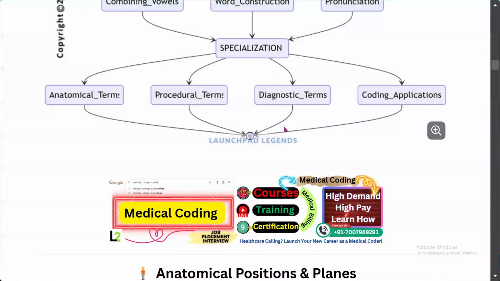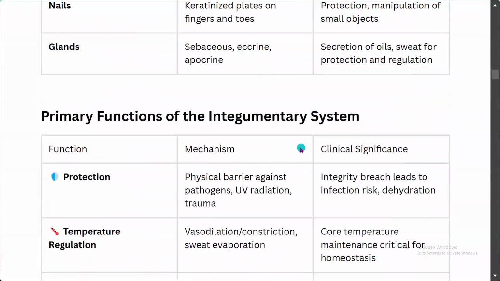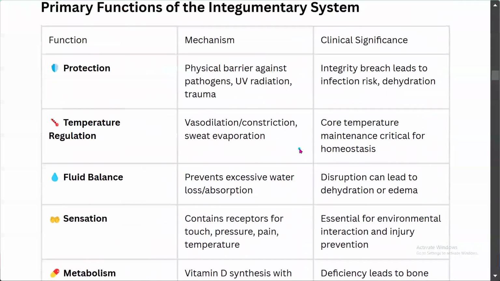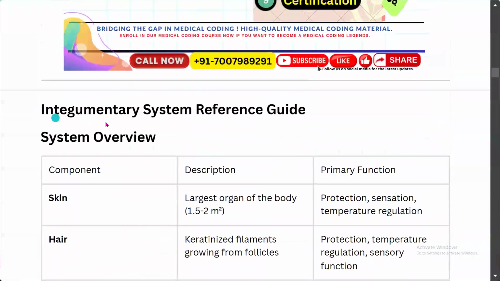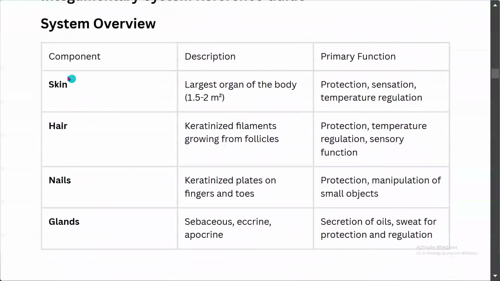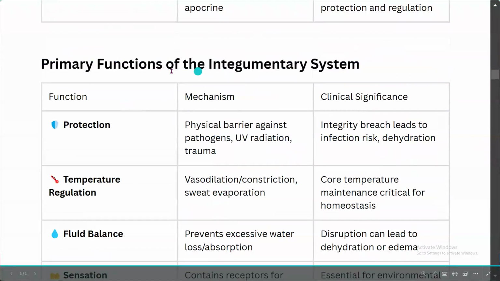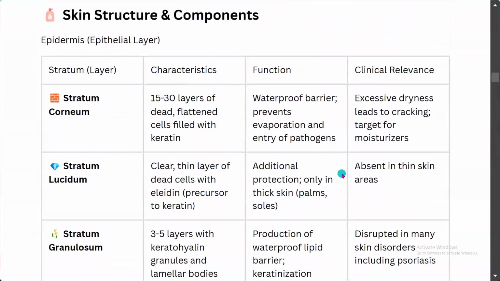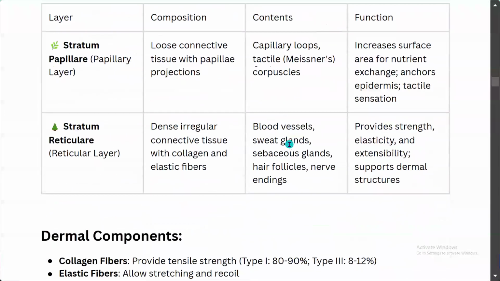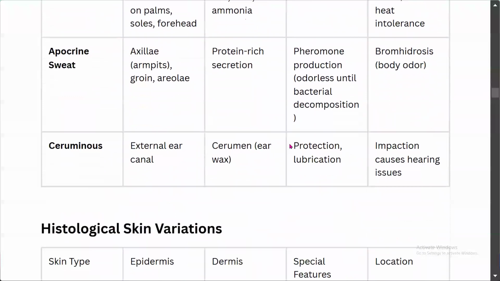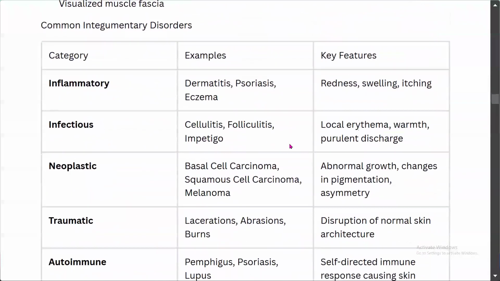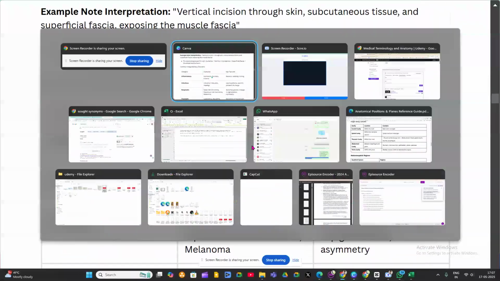So see you guys in the next class. You will learn many more things. Just I'll show you one thing. If you want to learn the integumentary system, here's the overview: primary function of the integumentary system, skin structure and components, and many more things like that. You will learn all kinds of organ systems. Thank you.